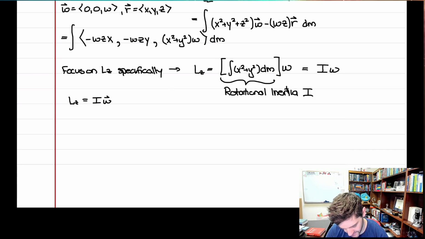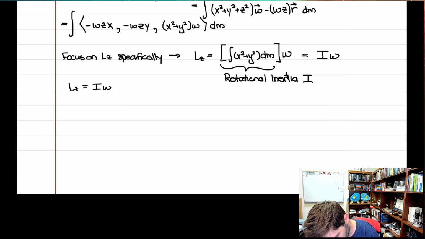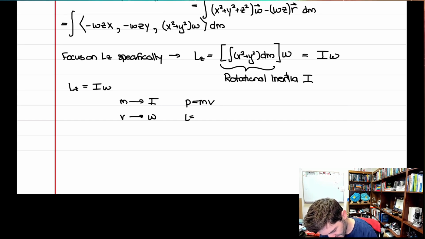Though again, under our assumptions, the nice thing is that we can stop really thinking about this as vectors, which will make our life a little bit easier. And we're going to see that essentially, mass goes to rotational inertia, velocity goes to angular velocity, such that P, which is mv, then L, or capital L in this case, is I omega.